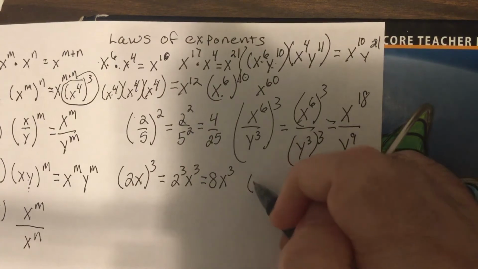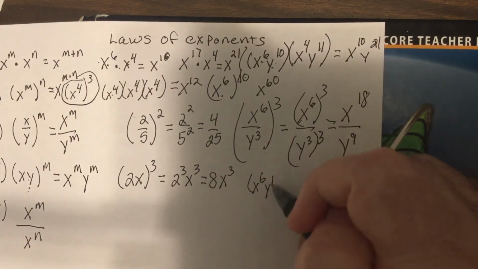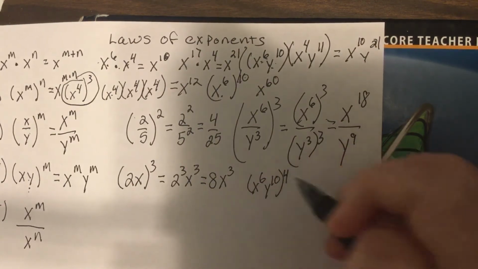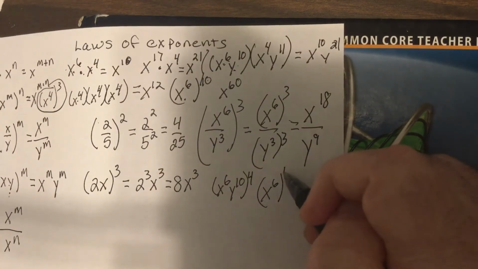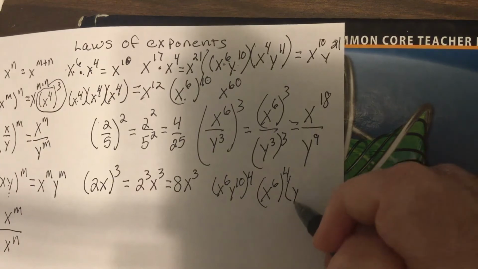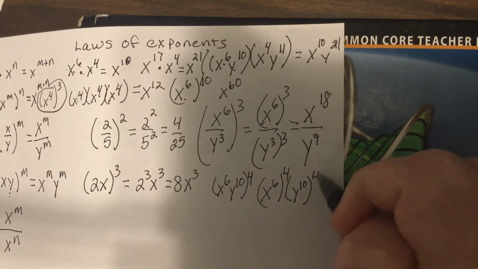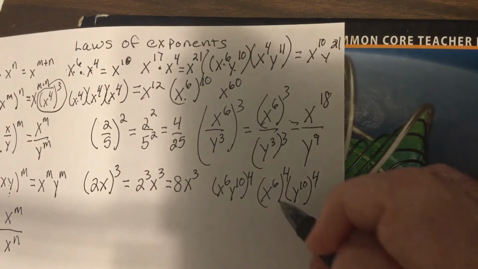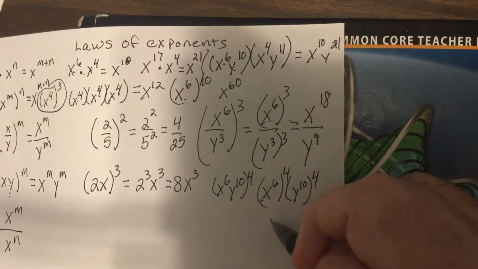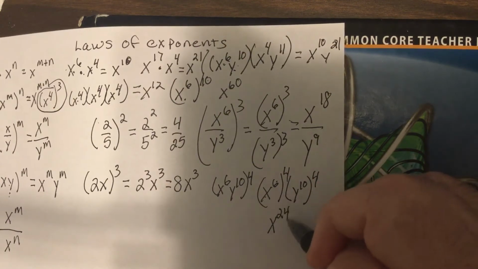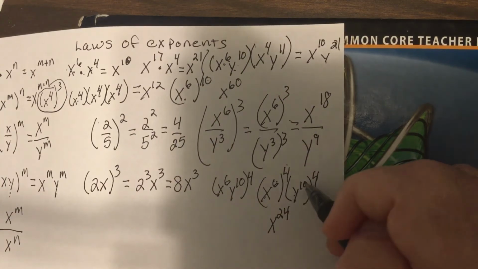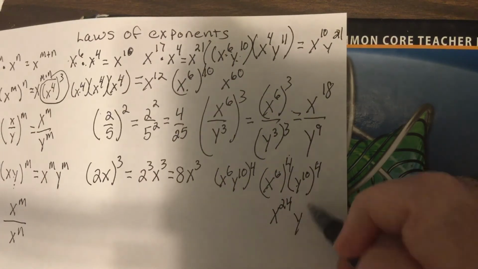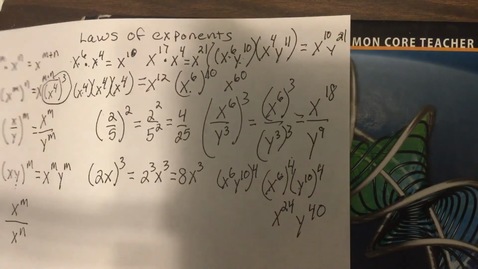So if I have x to the 6th, y to the 10th, and I want to raise it to the 4th power, I raise both to the 4th power. So x to the 6th to the 4th would be x to the 24th, because when you raise a base to a power to another power, you multiply. Y to the 10th to the 4th would be y to the 40th.